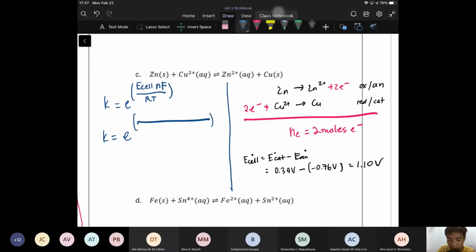No? Okay. So, E cell 1.10 times 2 moles times the Faraday's constant, 96485 coulombs per mole. R is 8.314 times the temperature. We're still on 25 degrees Celsius. That will be 298.15 Kelvin. We can now solve for the value of K. Plug in na lang yan sa calcu para tapos na.